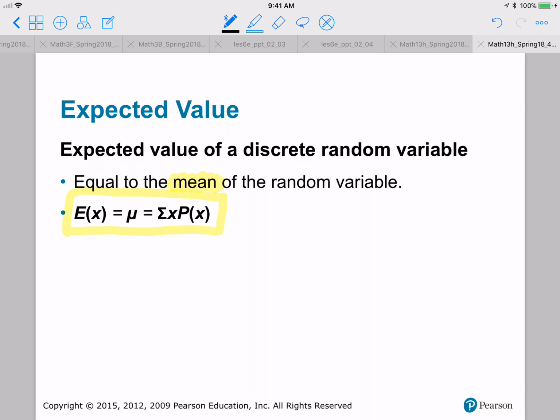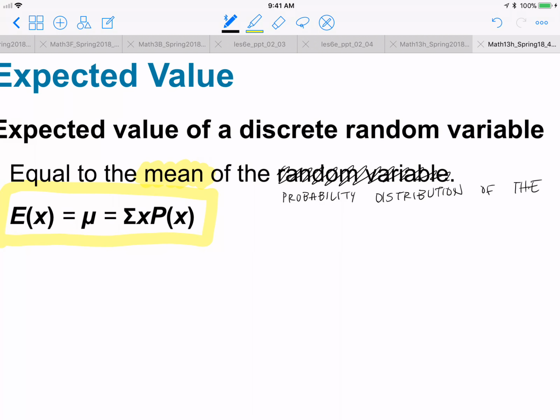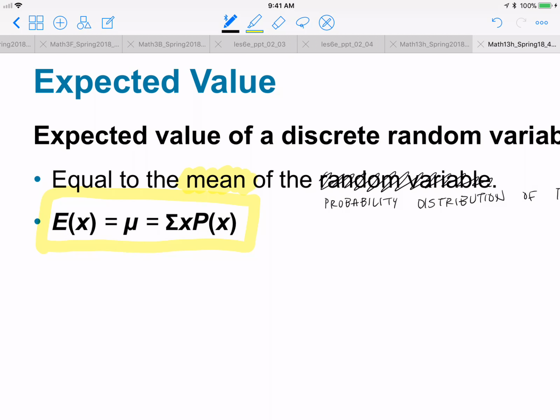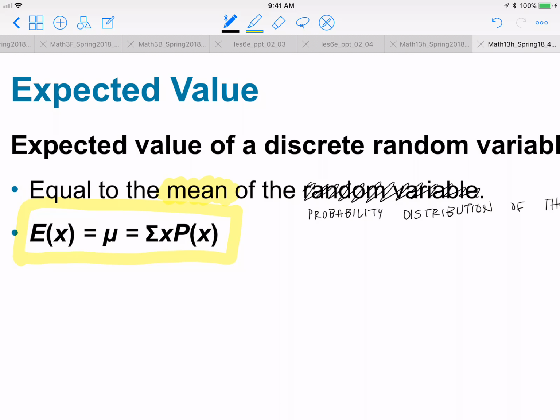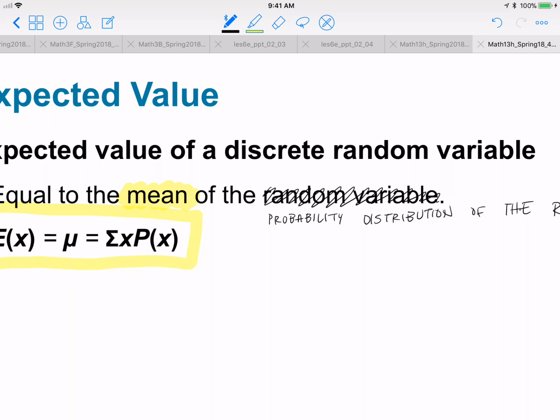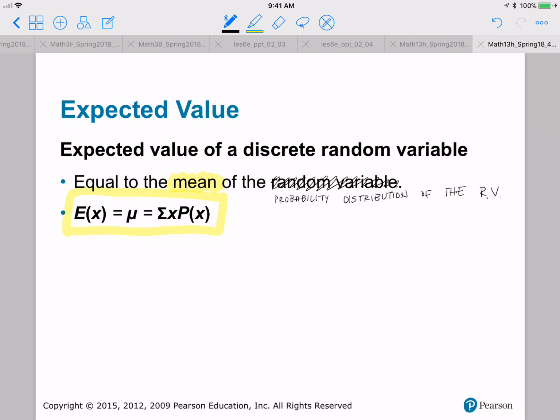So this is bugging me. So let's put this equal to the mean of the probability distribution of the random variable. Okay, so that's more precise. The expected value is the mean of the probability distribution of that random variable, right? So if you say, what is the expected value of the random variable? Well, it is the mean of the probability distribution of the random variable.